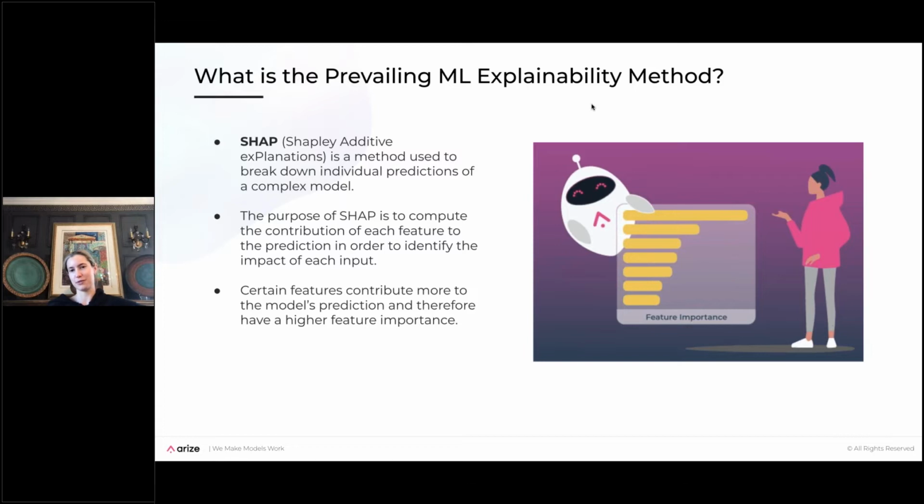This is rooted in game theory. Essentially, if you're making a prediction, how much does each player play into that prediction, and seeing the most important player on that team. So the way you can think about it: certain features always contribute more to a model's prediction than others, and so therefore some have a higher feature importance for your model.